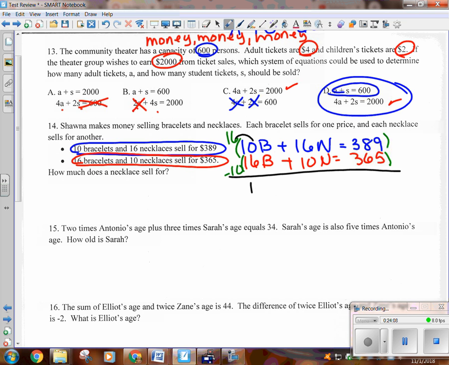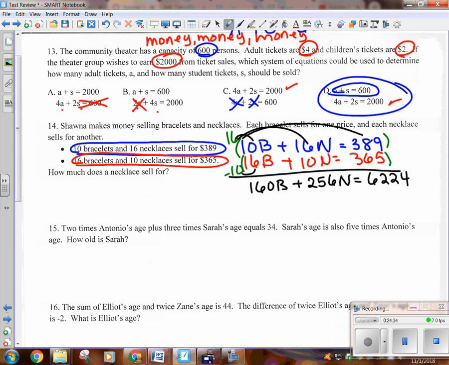Okay, rewriting the top equation. 16 times 10 is 160. 16 times 16. Grab your calculators. I think that's 256 n. 16 times 389. You have to have a calculator. 6,224. That is not going to be easy if you just have to do it by hand. Now I'm doing the second equation.